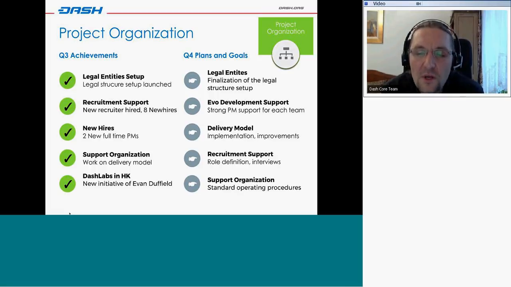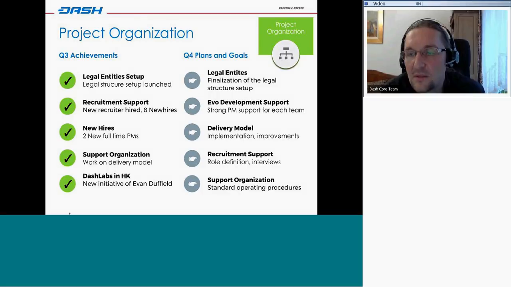In Q4, we are going to finalize the setup of legal entities for the Dashcore group and for the network itself. We are going to continue our support for development teams and to implement and finalize the delivery model, gather feedback, apply improvements, so everyone can work the same way, and also this improves communication.